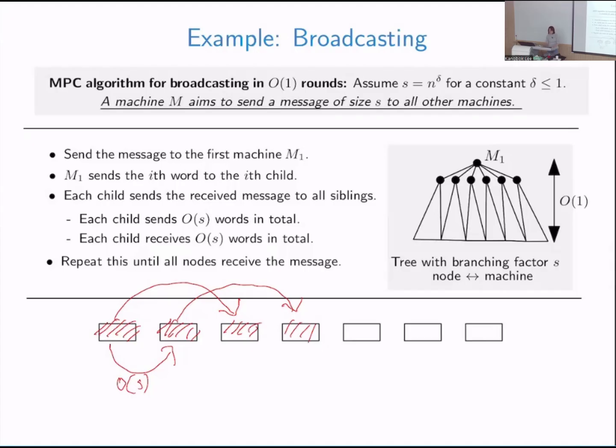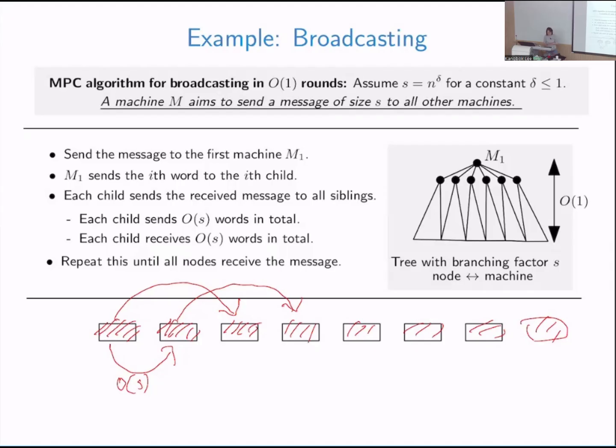Then in the next round, those four machines send their messages to the next four machines, and so on. In this way, after log n rounds, all the machines have the same messages. But here, we have a better, more efficient algorithm.